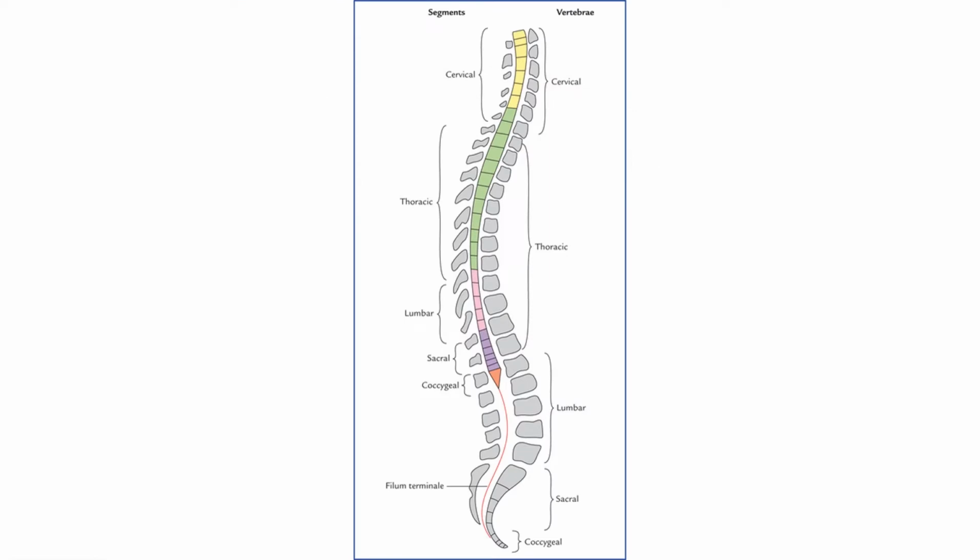Now we know that the spinal cord in an adult person starts at the level of the foramen magnum. Now, where does it end in an adult person? The answer is it ends at the level of the disc between lumbar 1 and lumbar 2. So that is a description of its end.